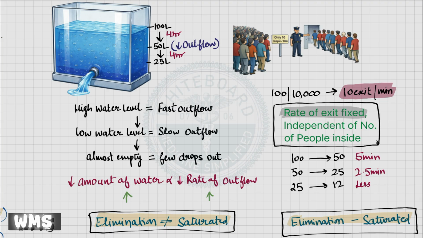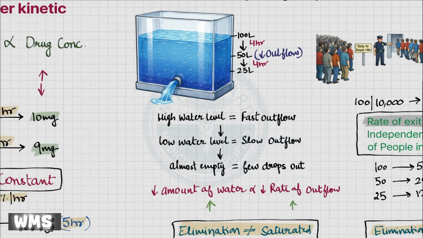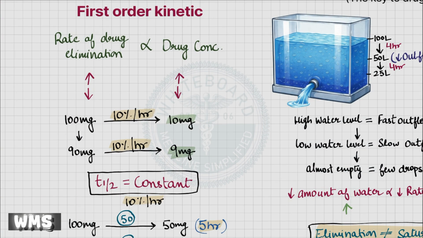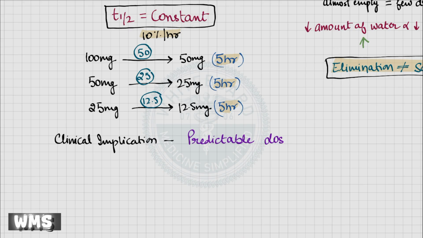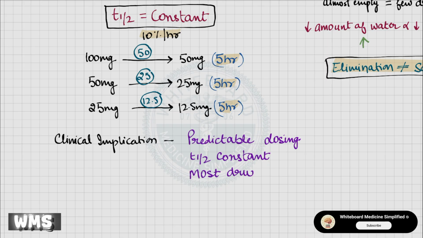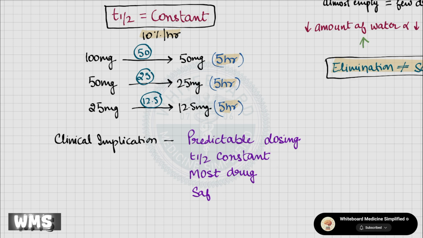The clinical significance of elimination kinetics is extremely important because it directly affects drug dosing, safety, and toxicity. In first-order kinetics, because elimination is proportional to drug concentration and the pathway is not saturated, drugs behave in a predictable manner. The half-life is constant, so clinicians can easily estimate how long a drug will stay in the body, how frequently it should be given, and how long it will take to reach steady state or be eliminated. This is why most drugs follow first-order kinetics and are generally safer to dose.